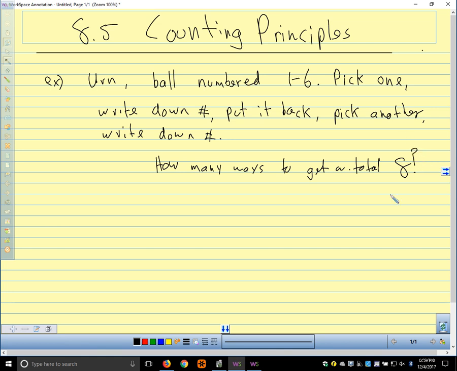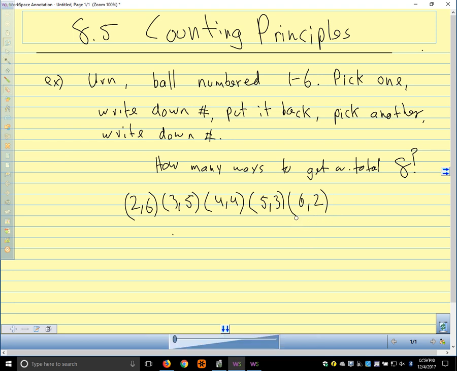Well, what are the different ways that we could get an 8 with balls numbered 1 through 6? 2 and 6, 3 and 5, 4 and 4. Right, we could get them in a different order: 5 and 3, and then a 6 and 2. All right. So we get 5 ways.